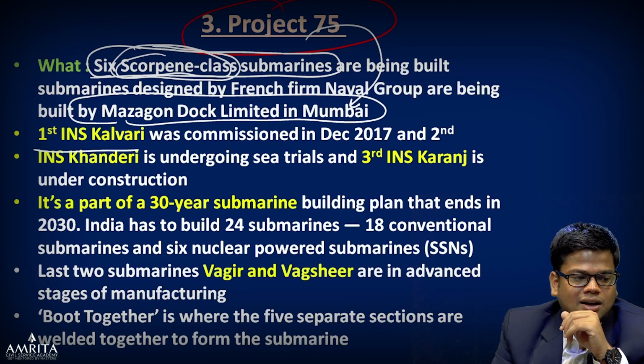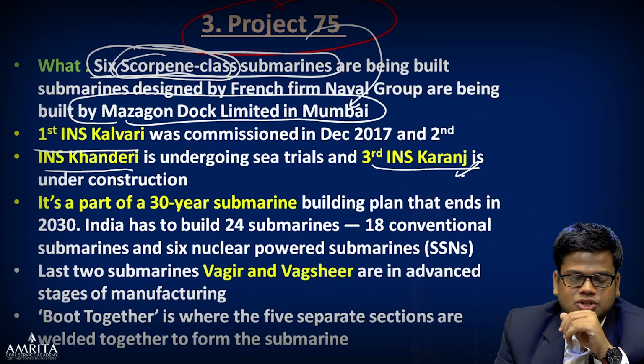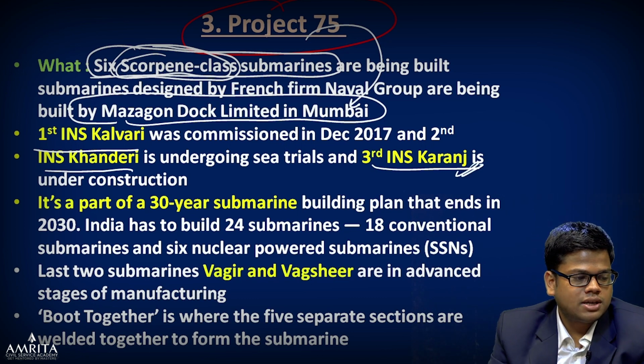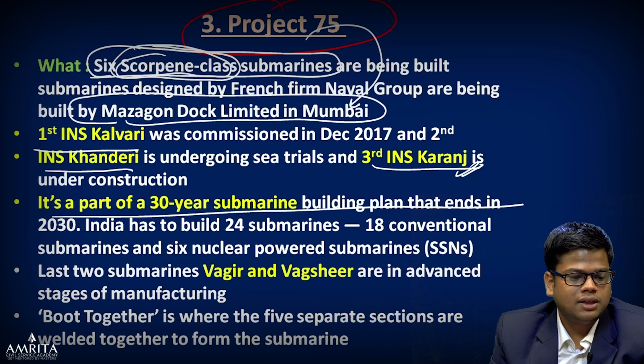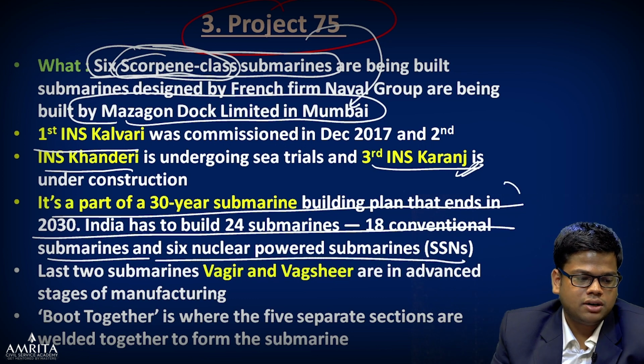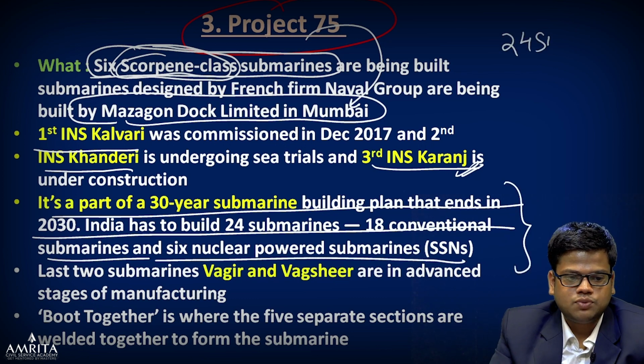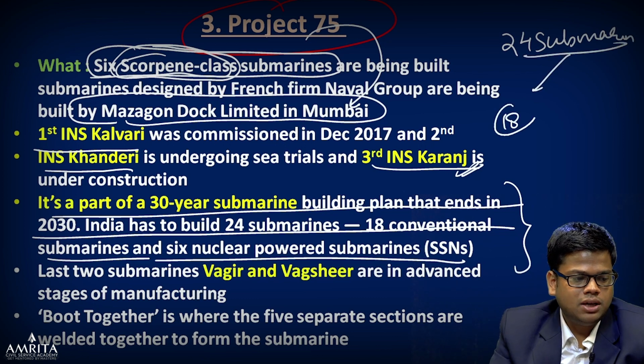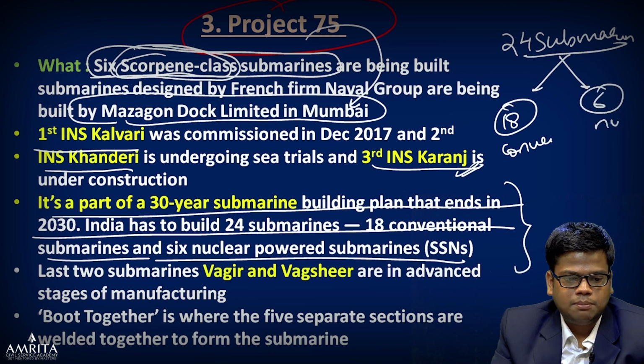So first is INS Kalvari, then Khanderi, then Karanj. Okay, it's under construction. It's a part of the 30-year submarine building plan that ends in 2030. India has to build 24 submarines, 18 conventional submarines and 6 nuclear powered submarines, right? So 24 submarines we are targeting, of which 18 will be conventional and 6 will be nuclear powered.